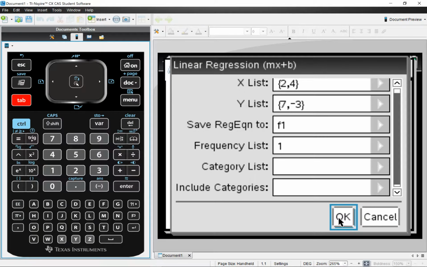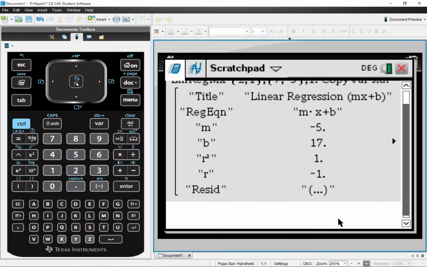What it's going to do is take that data and try to make a line out of it. So there we go. It says if this was a line, the equation of that line would have m be -5 and b be 17. So what it's saying is the equation of the line is -5x plus 17.